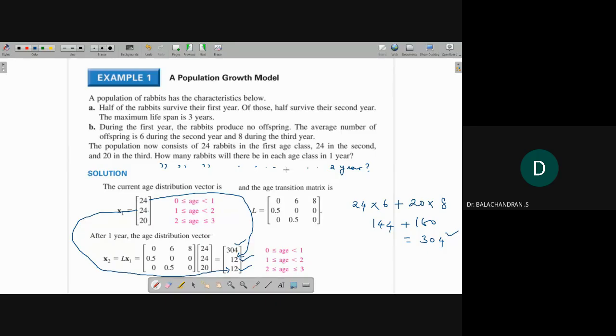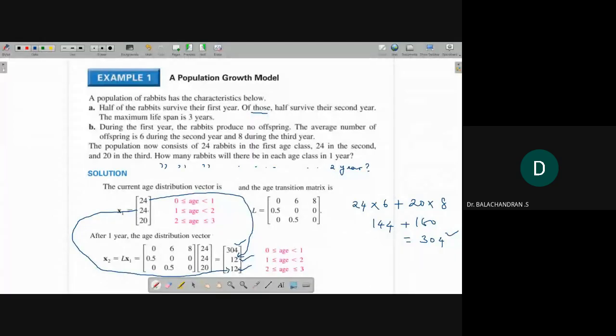Next, how many rabbits will there be in each age class in the first year is over. Now I added one more question: how many rabbits will there be in each age class in the second year? Again I'll repeat the question. First part: half of the rabbits survive their first year. That we discussed already just now. Of those, half survive their second year.